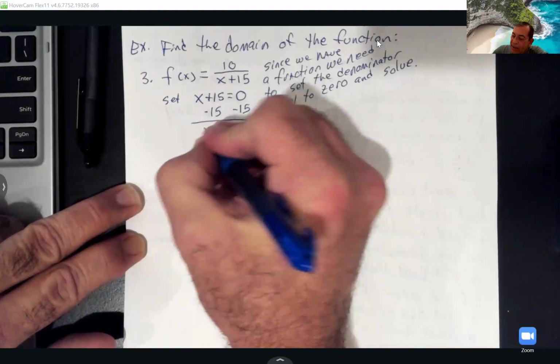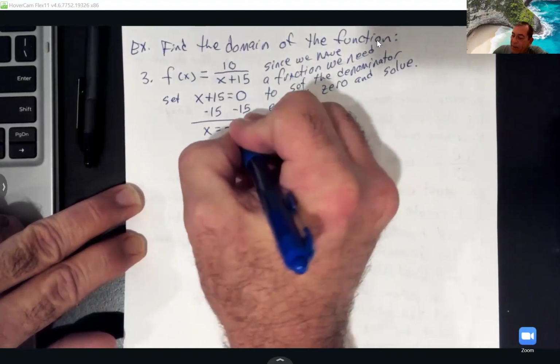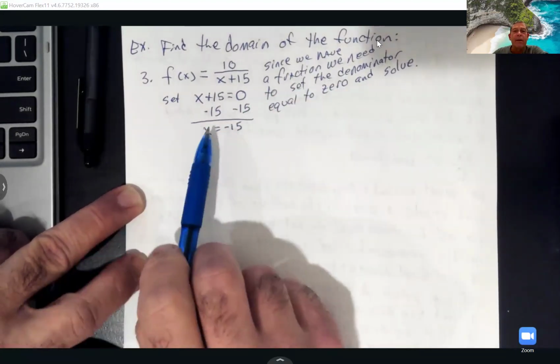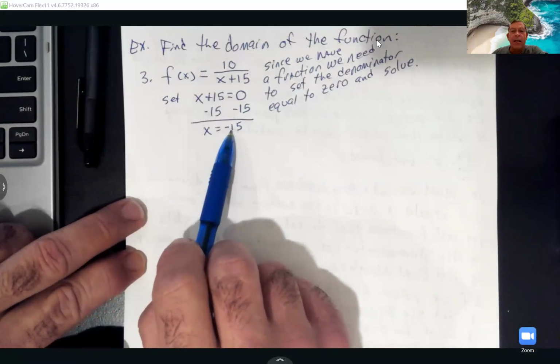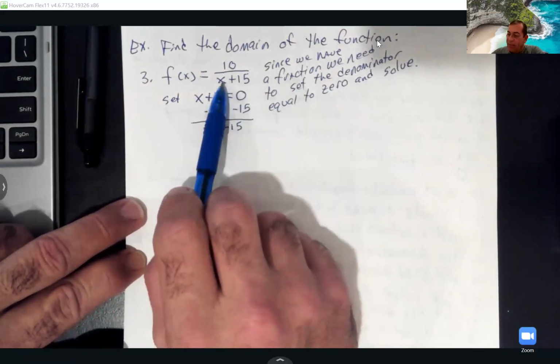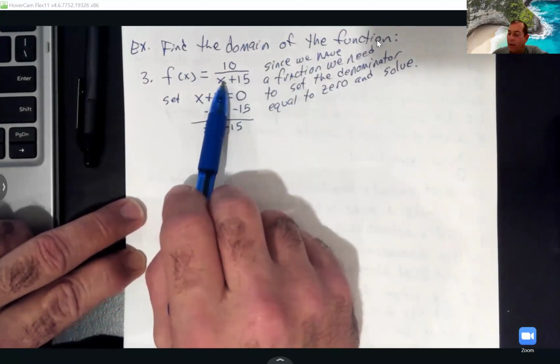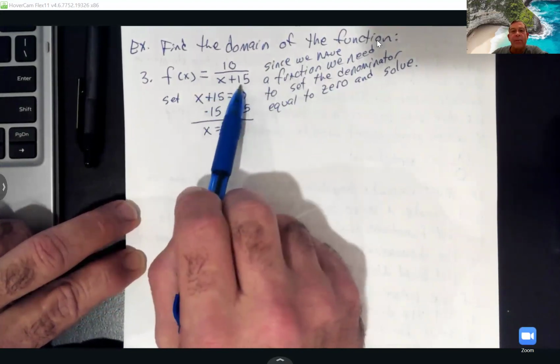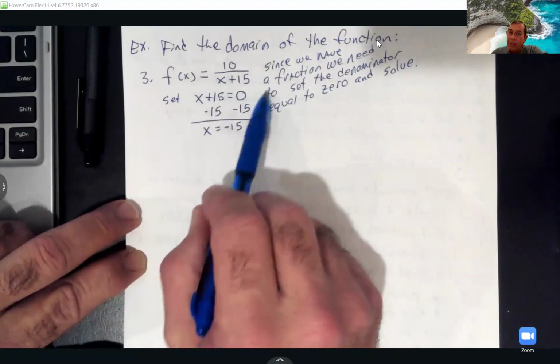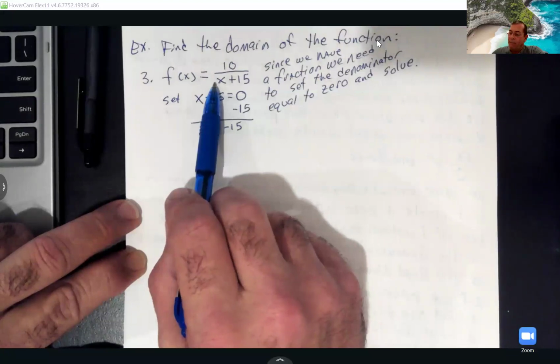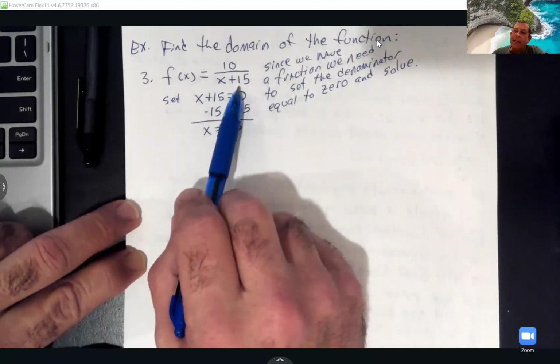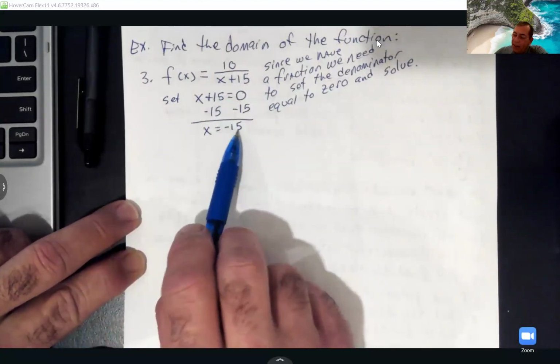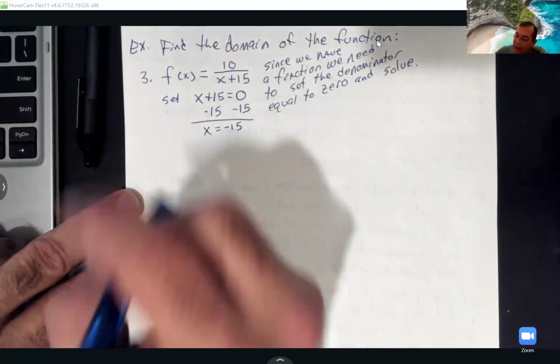And that gives me x equals negative 15. So I got to exclude x equals negative 15 from the domain, because if I put negative 15 in up here, I get negative 15 plus 15, which equals 0. Well, you cannot divide by 0 because that's undefined. So here's how we're going to kick this number out.